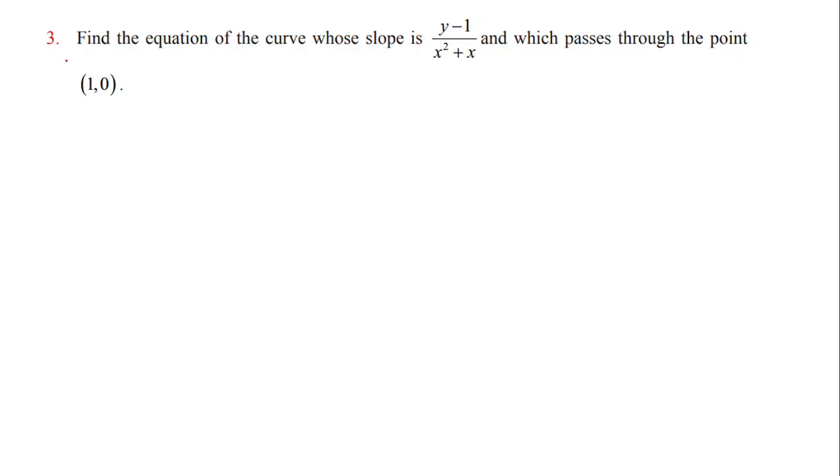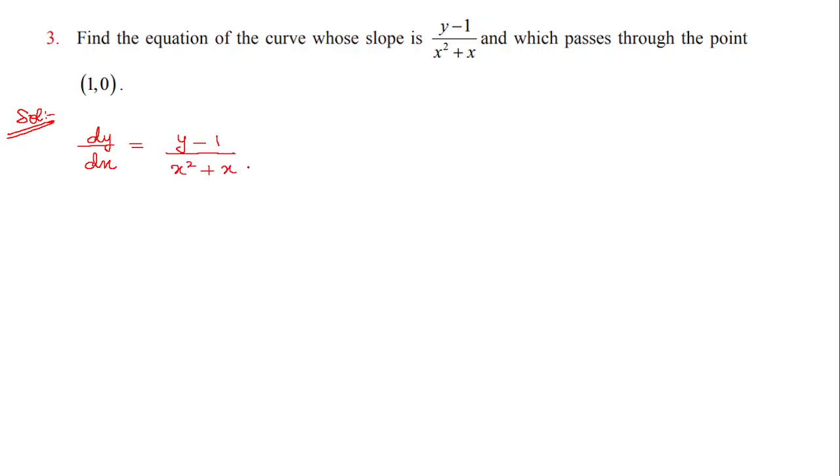Question number 3 says: find the equation of the curve whose slope is (y minus 1) divided by (x square plus x) and which passes through the point (1, 0). So what do we have to find? We have to find the equation of the curve, in which the slope is given. Slope means dy by dx. So dy by dx is given as (y minus 1) divided by (x square plus x).